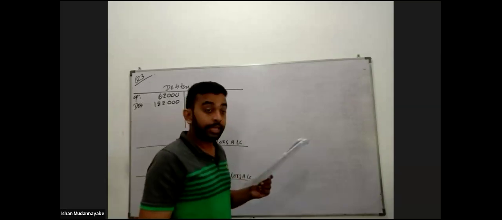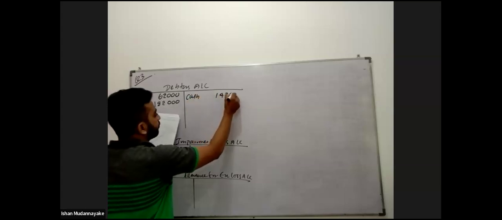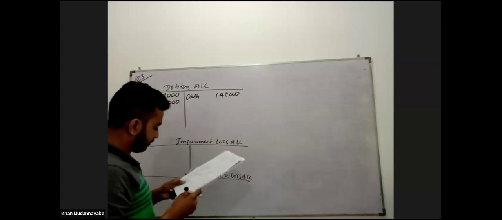And then the third one, cash received 142,000, received in cash. What's the double entry? Cash book debit, debtors account credit. Cash collected 142,000.